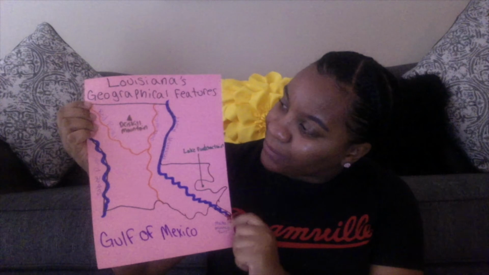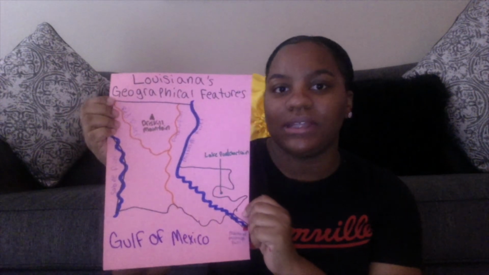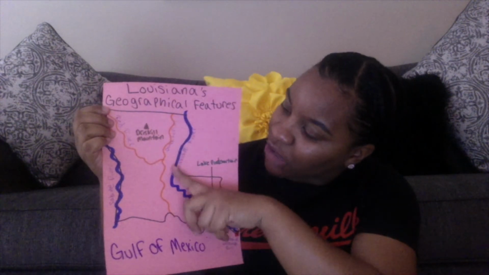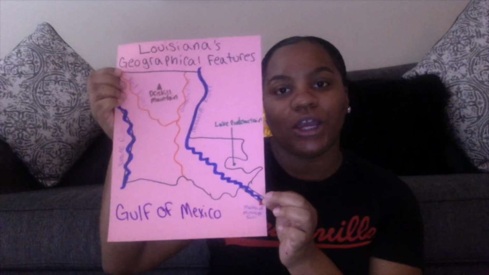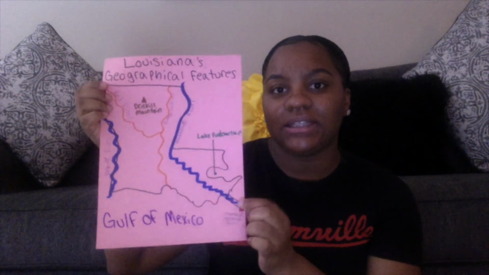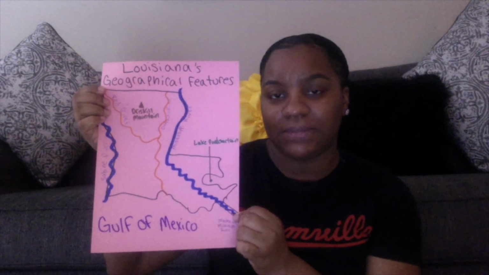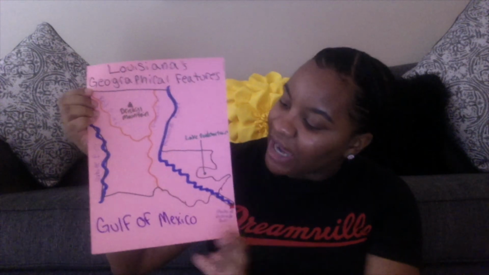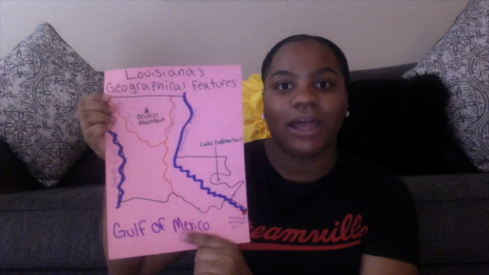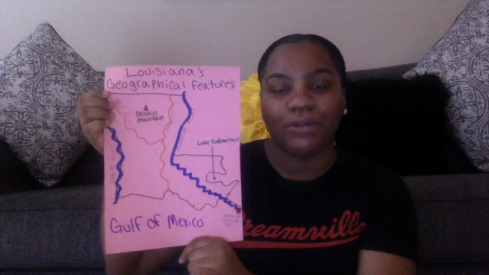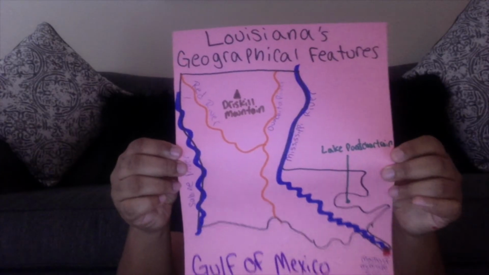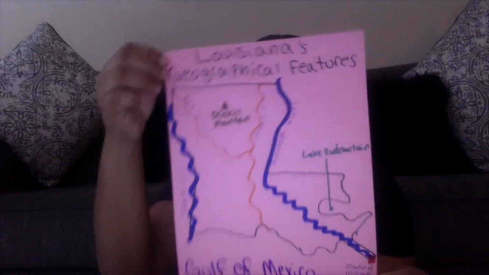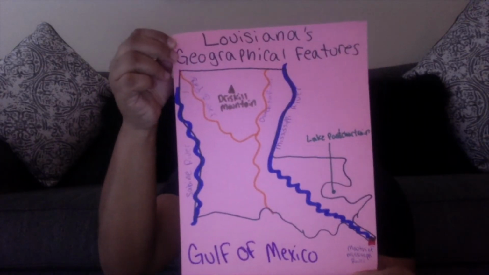We then labeled rivers that can be found in Louisiana, which is the Red River, Chautauqua River. We identified where the Mississippi River ends and labeled it the mouth of the Mississippi River. And finally, we identified the body of water that can be found below Louisiana, which is the Gulf of Mexico. After you complete your map should look like this, with the title of it and all of your geographical features labeled.